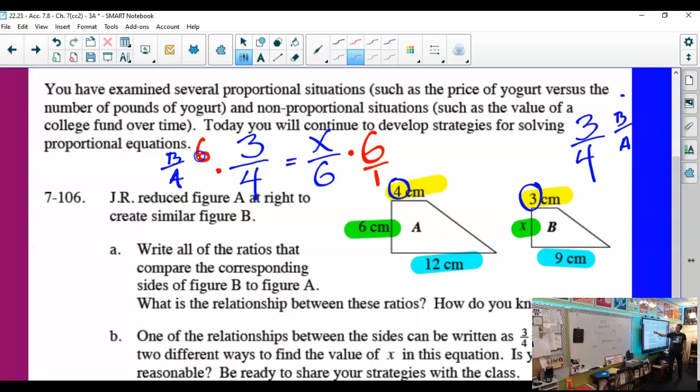And if we multiply over here, straight through top, straight through bottom, so we're going to get that x is equal to, what's 6 times 3? 18 over 4, so, yeah, 4.5.